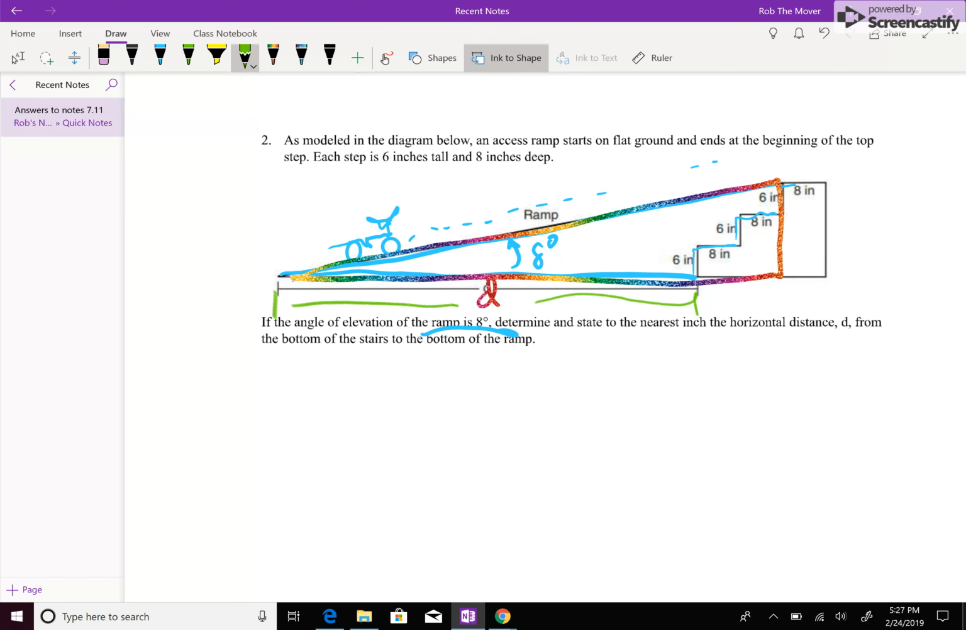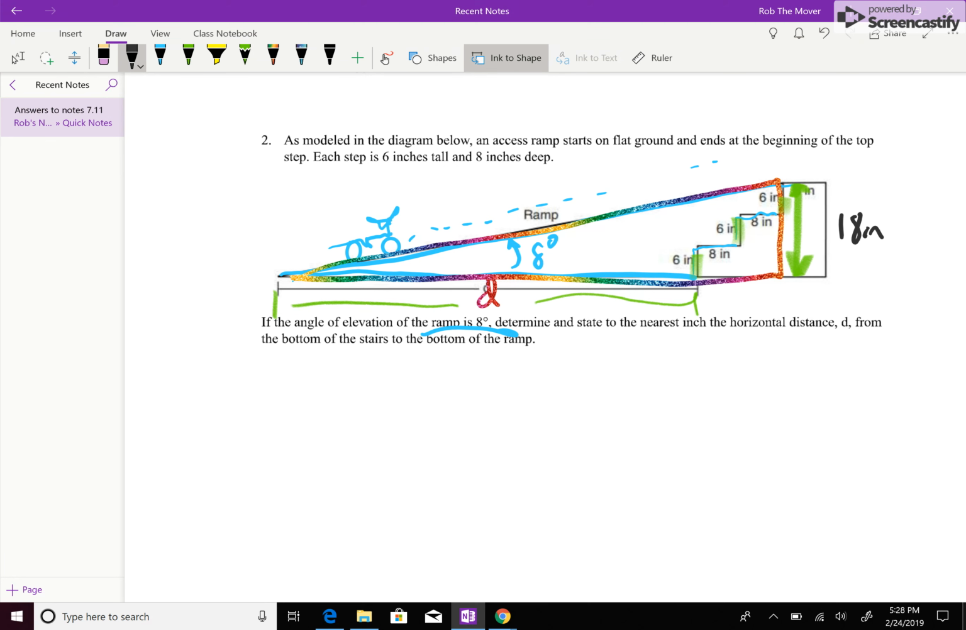I want to know how far it is from the base of the ramp to the base of the stairs. But I have the height. I have to figure it out, but I have this height of the stairs. Each stair is 6 inches high, and I've got 3 of them. So the height is actually 18 inches, 6 times 3, okay?